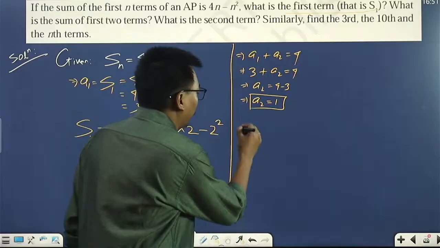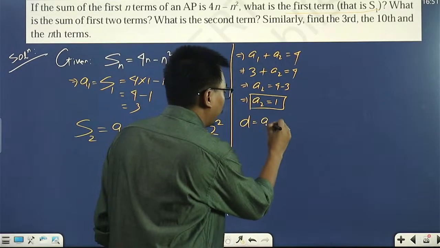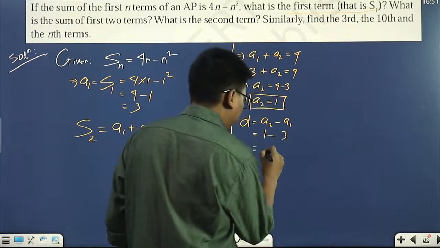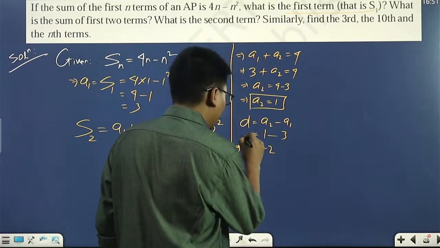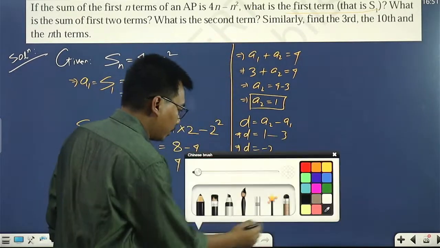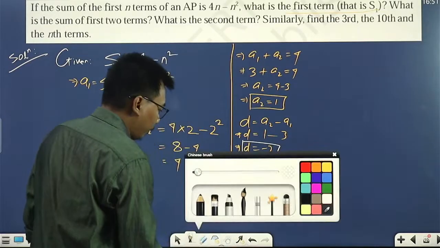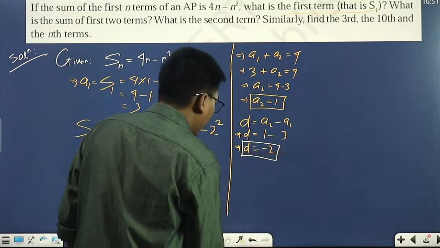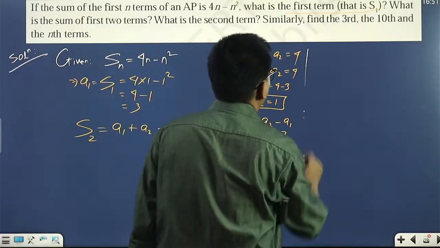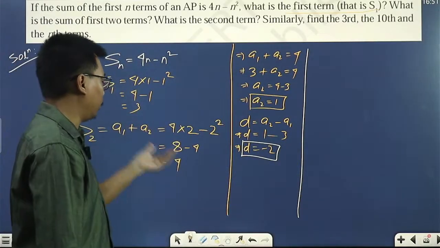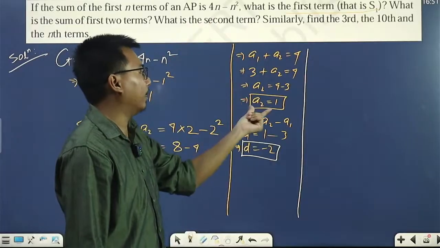We can easily find the common difference now. Common difference will be A2 minus A1, right? A2 is 1 and A1 is 3. 1 minus 3 is minus 2. So we have a common difference of minus 2. Sum of first two terms is 4, and second term is 1.